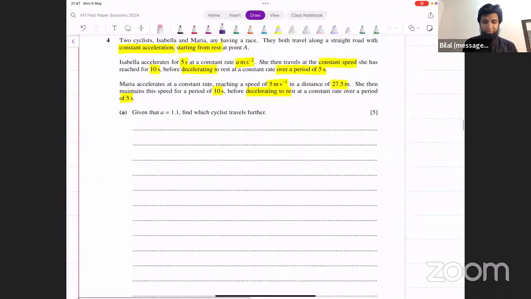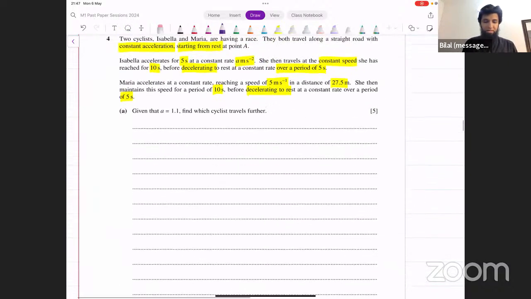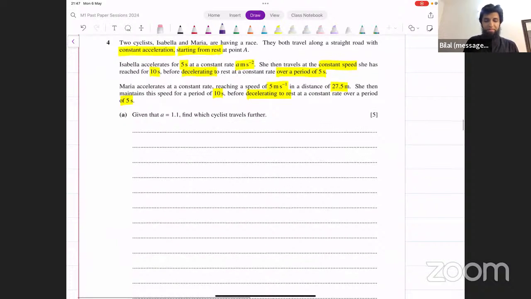So since they travel the same distance, we can find an expression for the total distance that they travel and then equate them. What's the total distance that they travel? Let's start with Isabella first. So she accelerates for 5 seconds at a constant rate of A meters per second squared. So that's how she is starting.